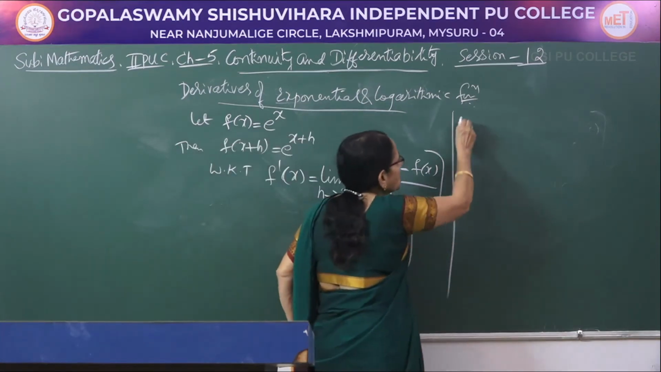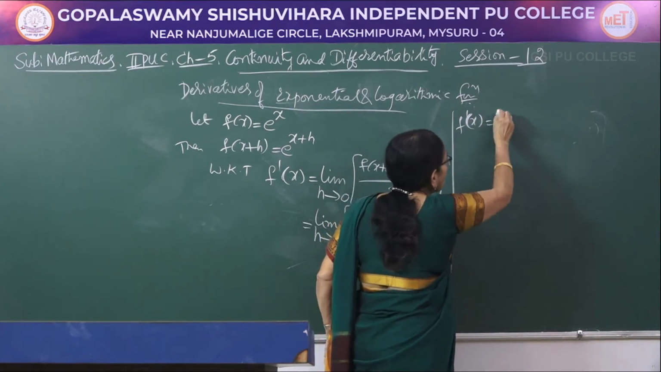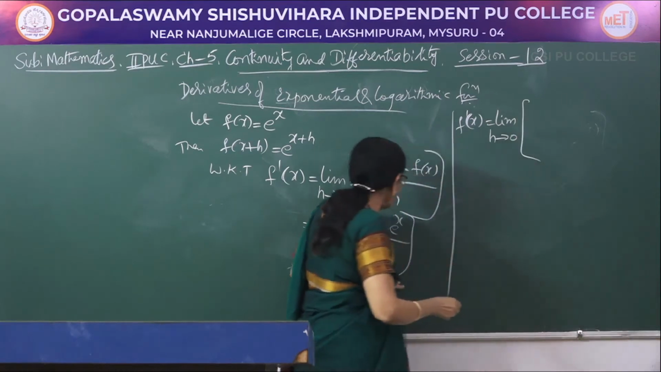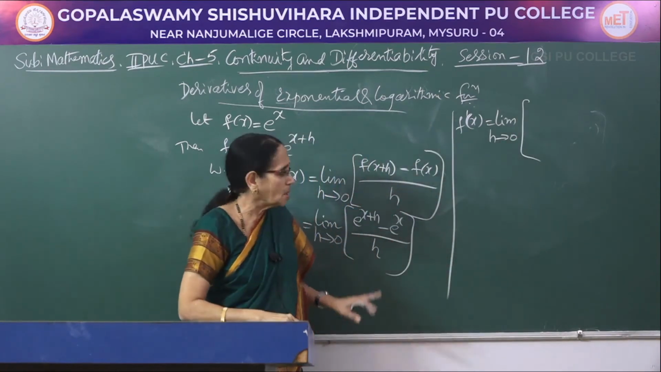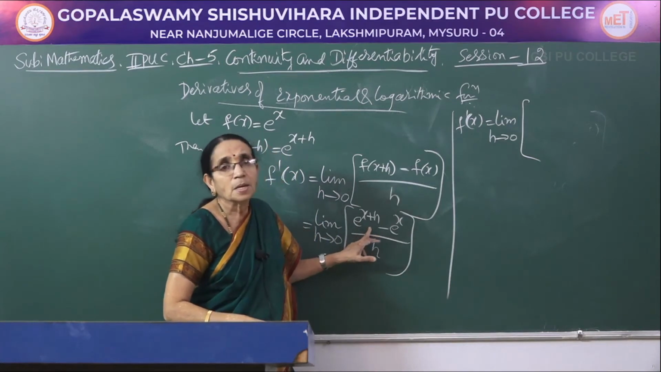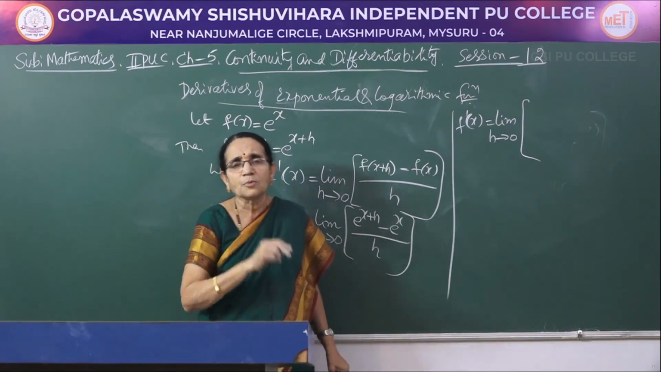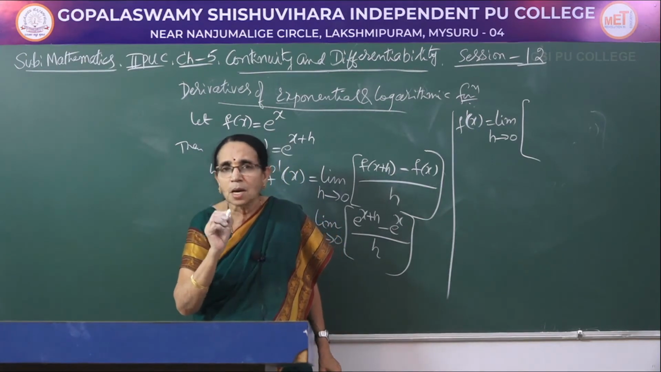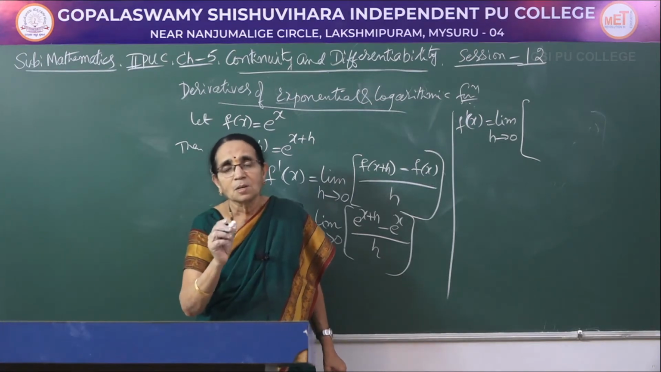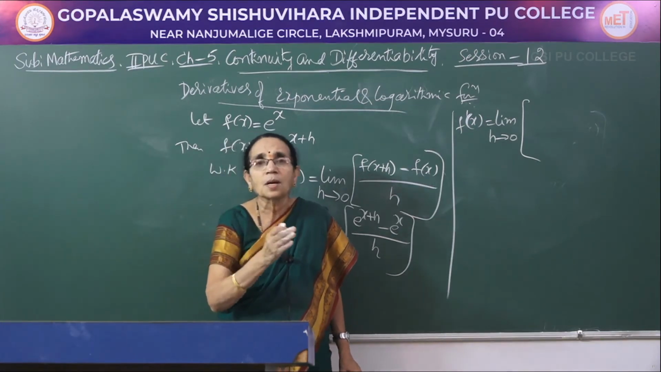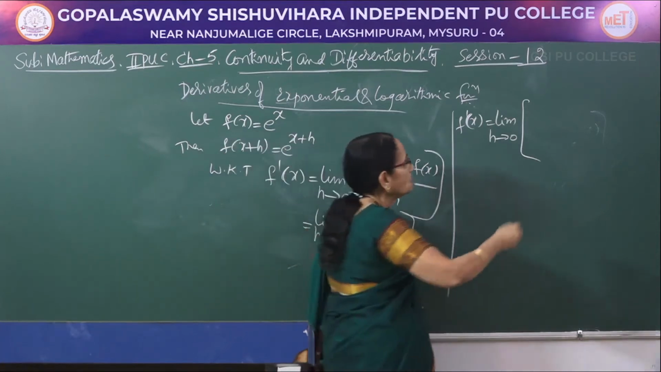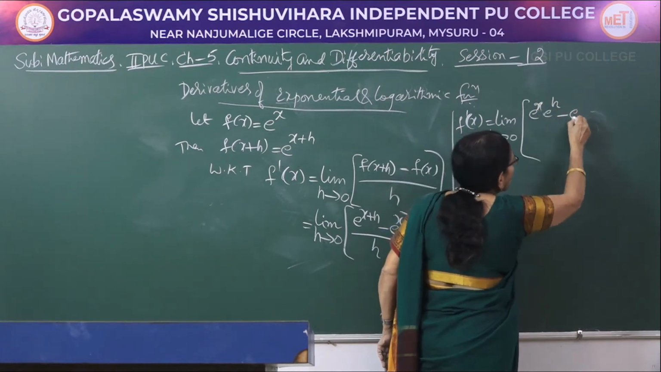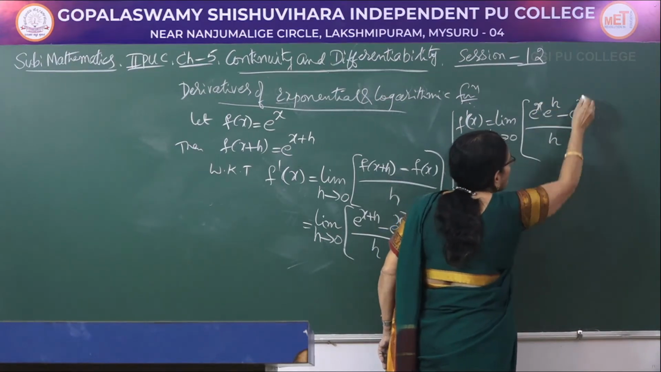Now, the left hand side is f dash x, right hand side is limit h tending to 0 of, look here, I am using the law of the indices. It is of the form a to the power m plus n. The first law of the indices says that a to the power m into a to the power n is a to the power m plus n. So, a to the power m plus n can be written as a product. That means you can split and write e to the power x into e to the power h minus e to the power x, divided by h.